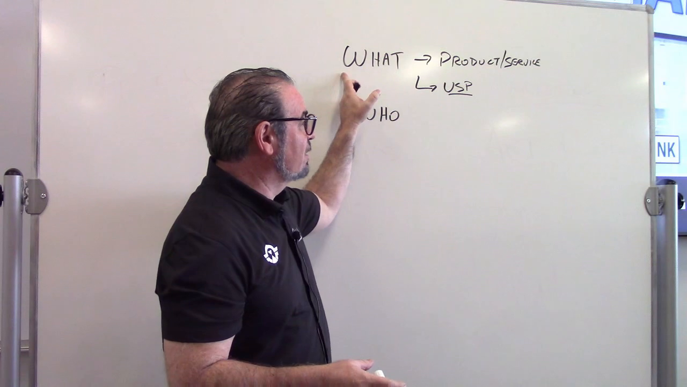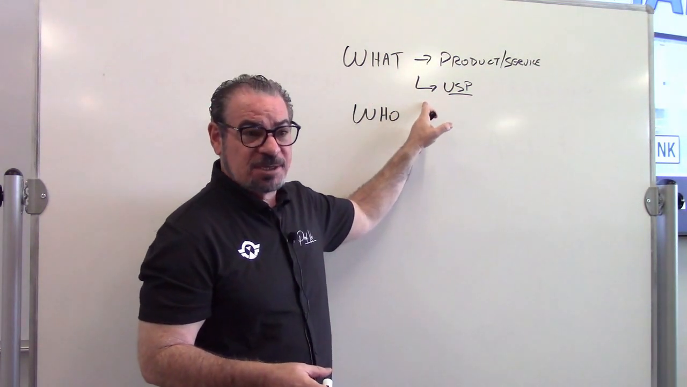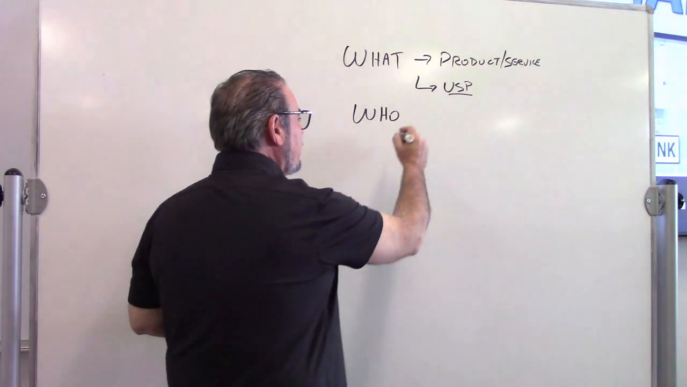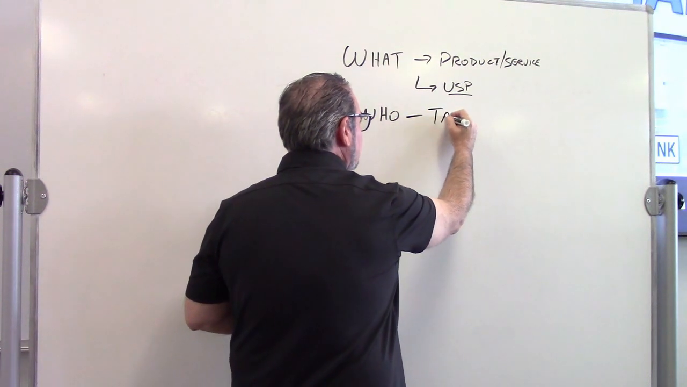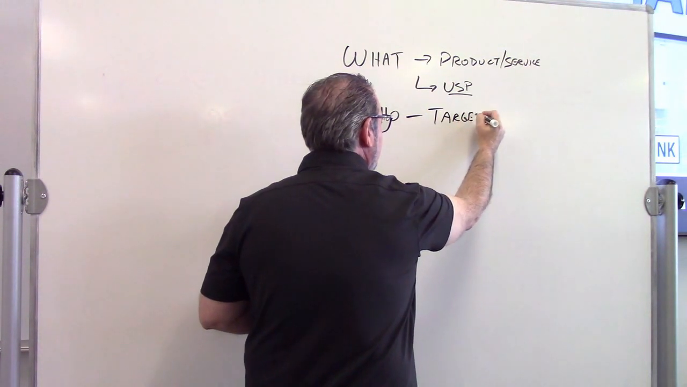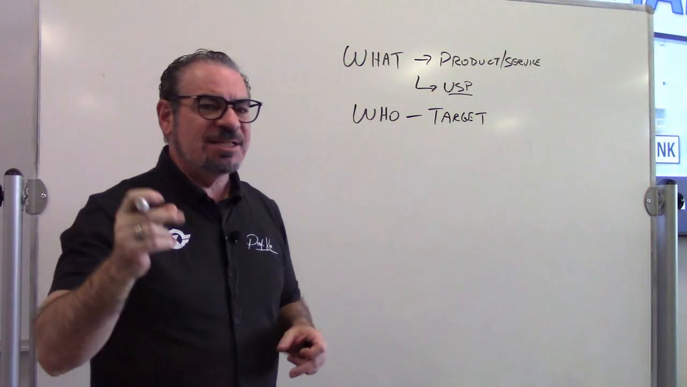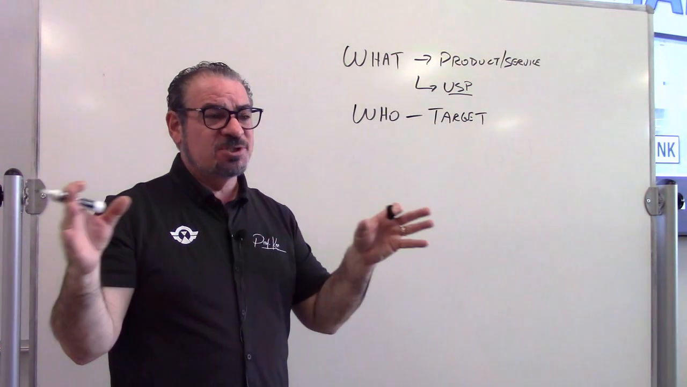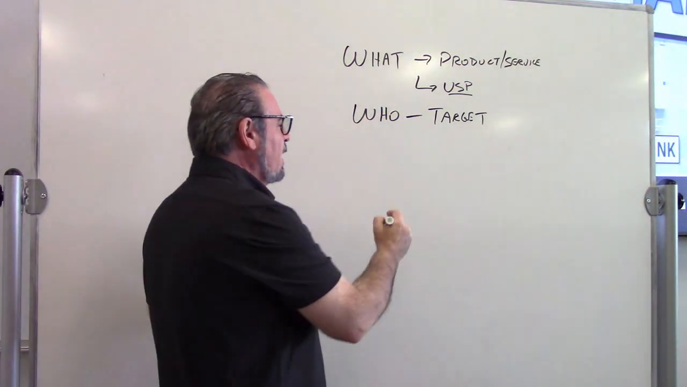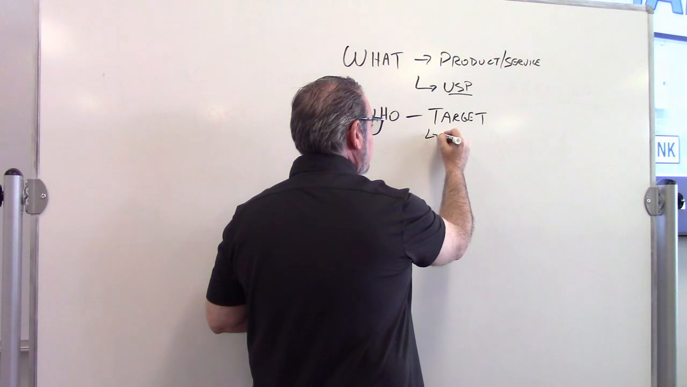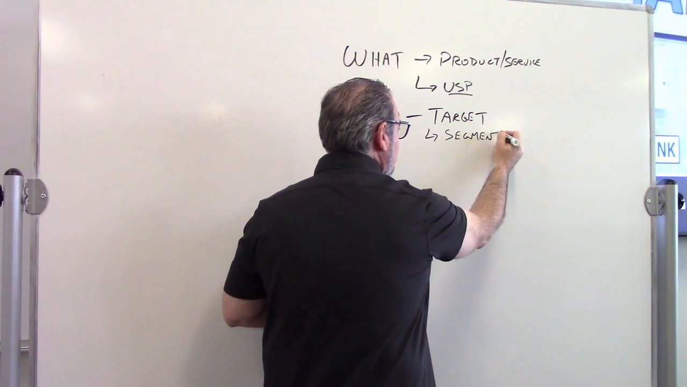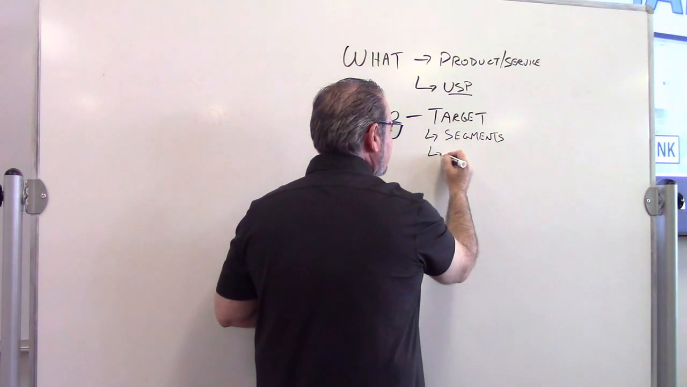You know what your product is, you know what your USP is, you know what makes you different. Now you got to find the who. Who is the target for that particular product? Now, that target gets drilled down into what we call segments. And those segments get drilled down even further into what we call personas.